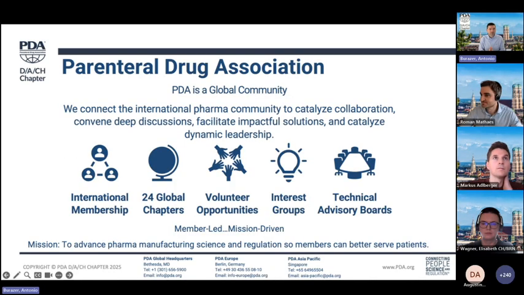All right, let's give a quick overview about the PDA. What is the PDA actually? So the Parenteral Drug Association is a global community. It brings together professionals from across the industry to actively drive collaboration and innovation through various volunteer opportunities. So the PDA is actually member-led. However, it's also mission-driven, and the mission is very simple. We want to advance pharma manufacturing, science, and regulation to better serve patients.